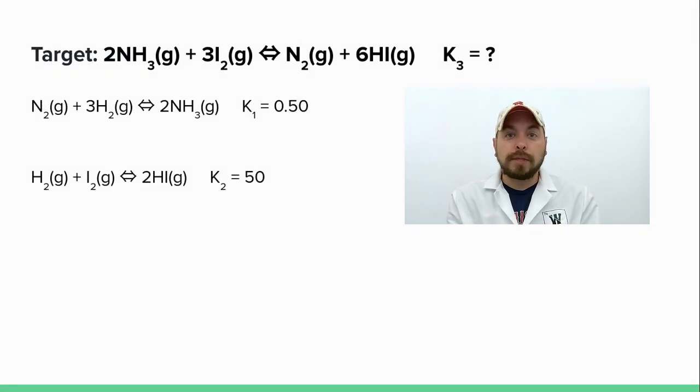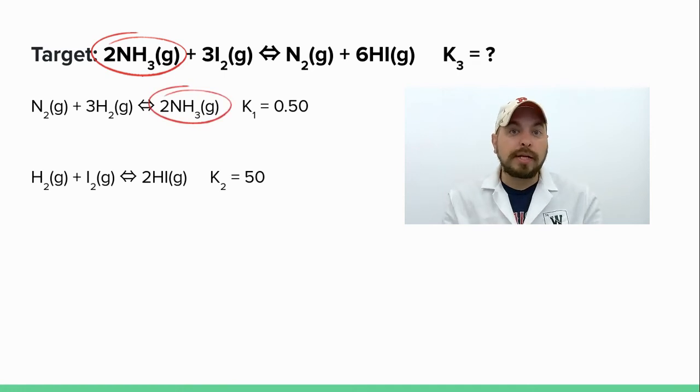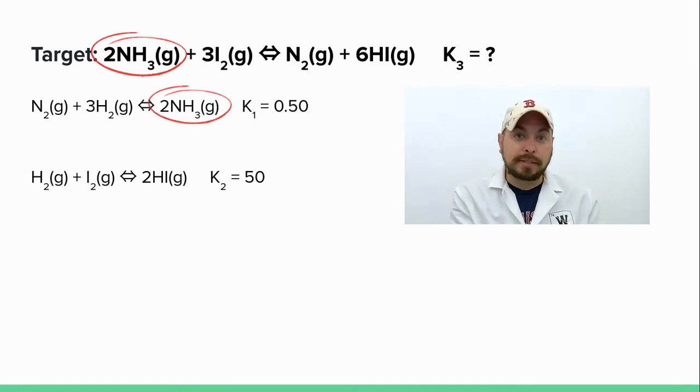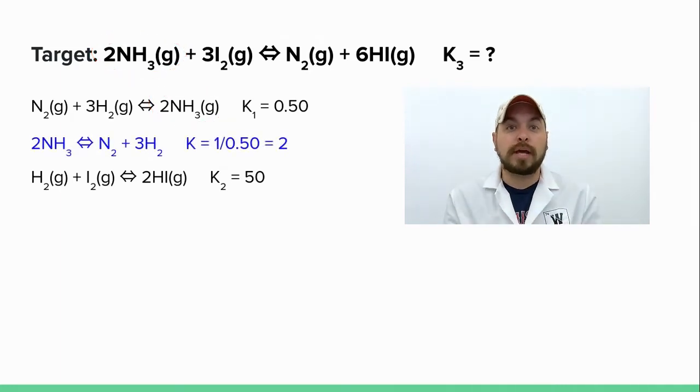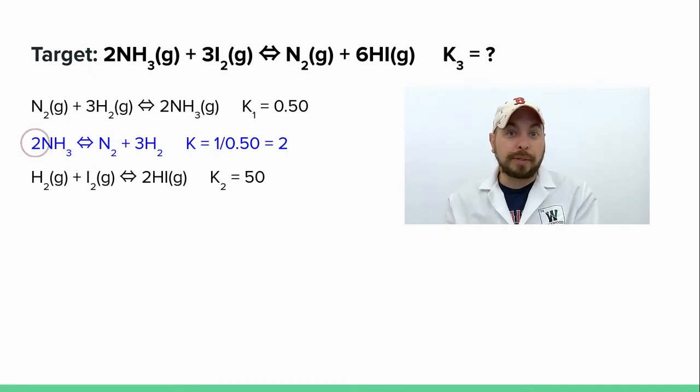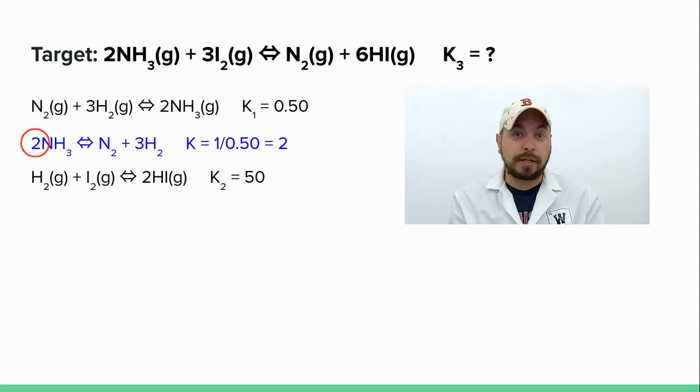First thing to note is that the NH3 in the target is a reactant. But in my first elementary step, the NH3 is a product. So I need to get the ammonia on the reactant side of the elementary step. In order to do this, I reverse the first elementary step. The stoichiometry of the NH3, of the ammonia, in that elementary step is 2, and the coefficient in the target is also 2.